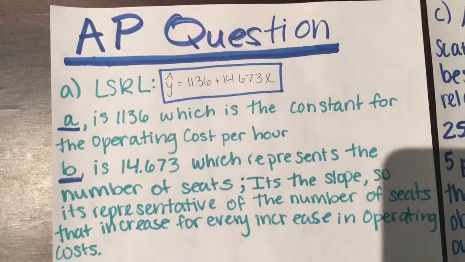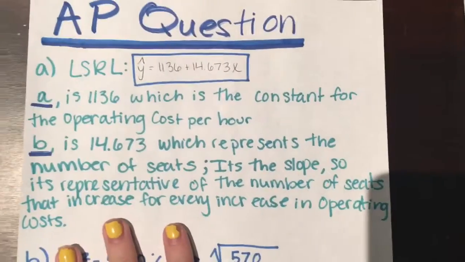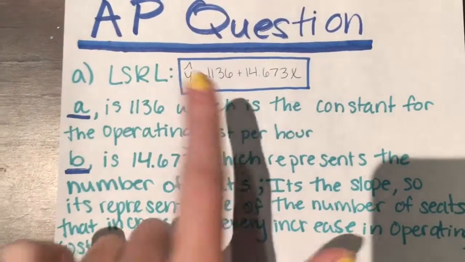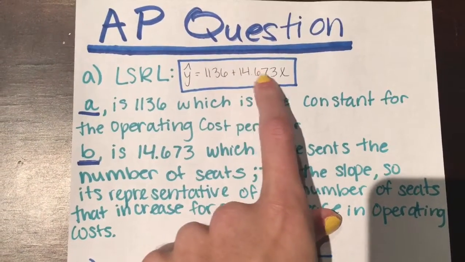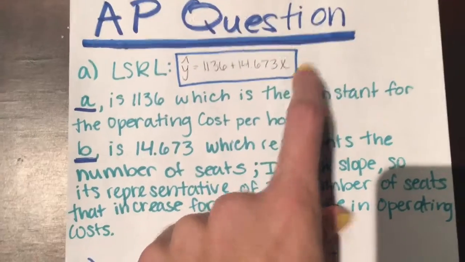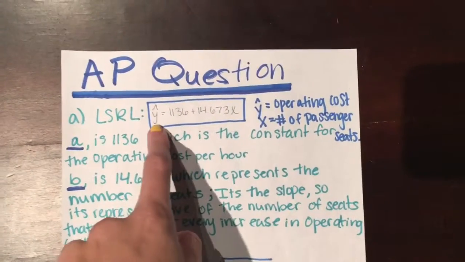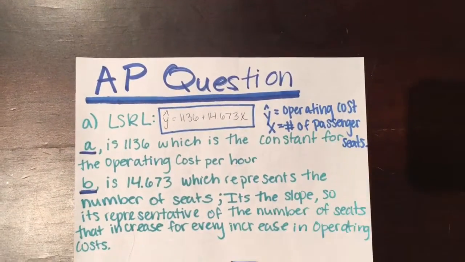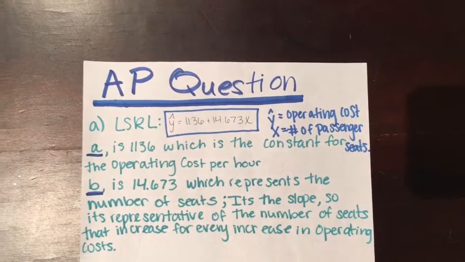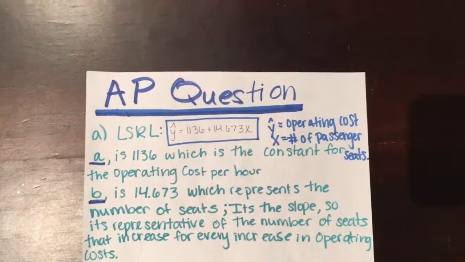So my least squares regression line turned out to be y hat equals 1,136 plus 14.673x. The predicted y value is going to stand for operating costs per hour and the x is going to stand for number of passenger seats.